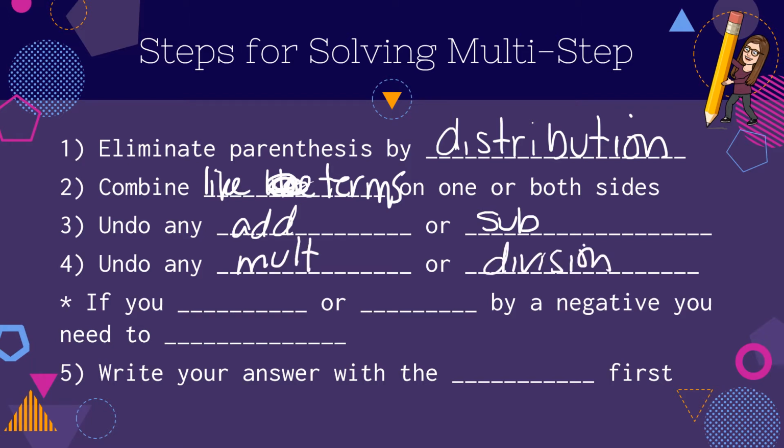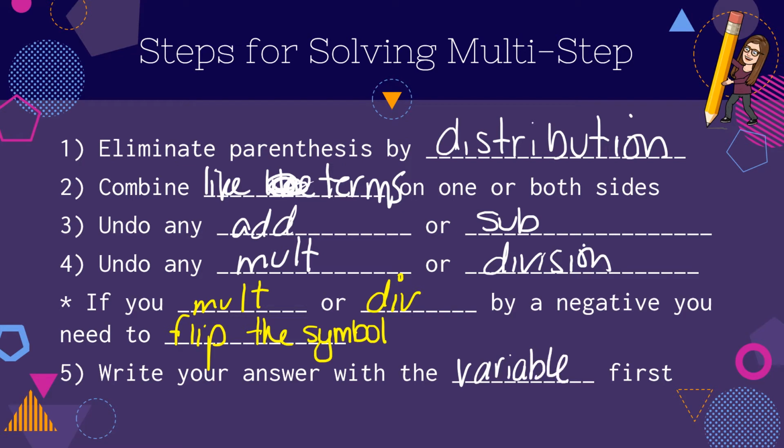And the special rule for inequalities is if you multiply or divide by a negative, you need to flip the symbol. Now, if you need a little more help with that new rule, you'll want to see the previous videos. My request is that you write your answer with the variable first. So this is what I've been talking about in class as the flip-flop, meaning if I have an answer of 2 is less than x, let's flip it around to say x is greater than 2.